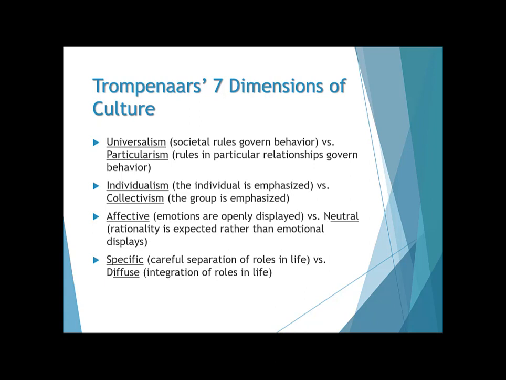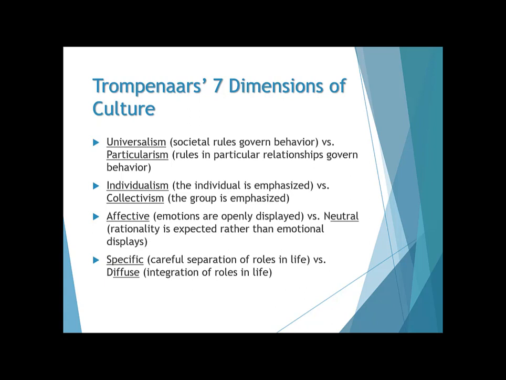The next dimension is an interesting one, and it talks about how emotions are displayed. In affective cultures, emotions are openly displayed, and you can see this quite clearly. People are very free with their gestures and their facial expressions and what they say about how they feel. Whereas in neutral cultures, rationality is expected rather than emotional displays. So in affective cultures, you would see people hugging and kissing and shaking hands and being affectionate, and when they're angry, you would see them gesturing, and you could see it on their face, and they would be loud. Whereas in neutral cultures, what's going to be expected is more a withholding of emotions. So rather than displaying how you feel, you're expected to hide or suppress that emotional reaction and instead focus on rationality and calmness.